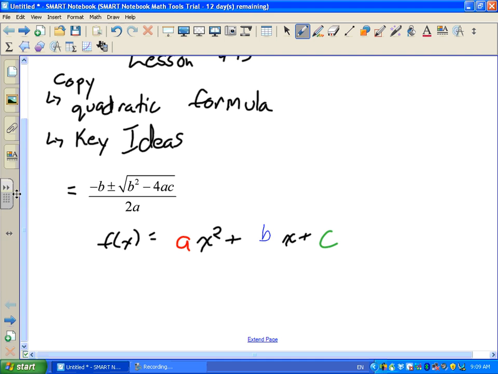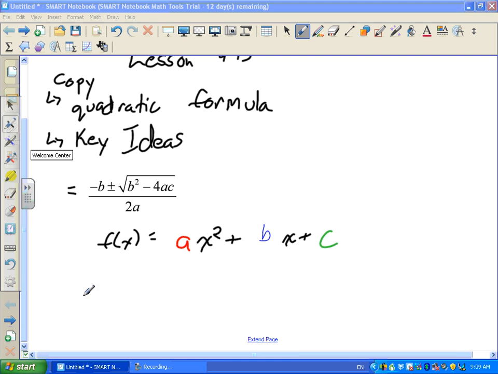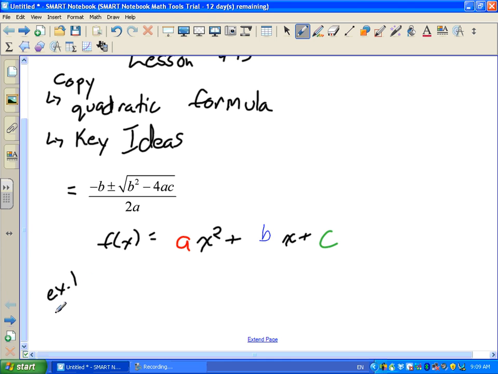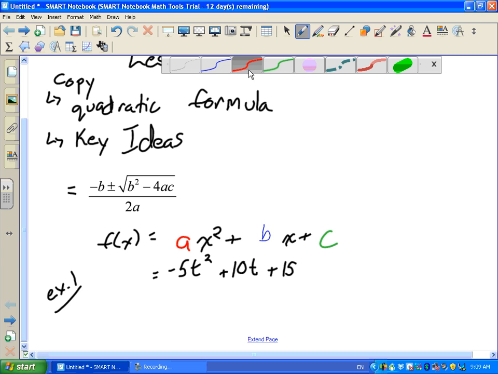If you look at example 1 in your textbook, they've given us a question. The question says negative 5t squared plus 10t plus 15. In this equation, what is a? Negative 5. Good. What's b? Positive 10. And c? 15. Good. You guys can tell that.